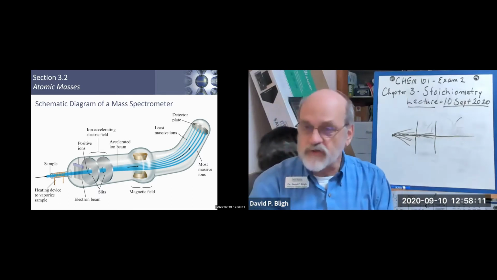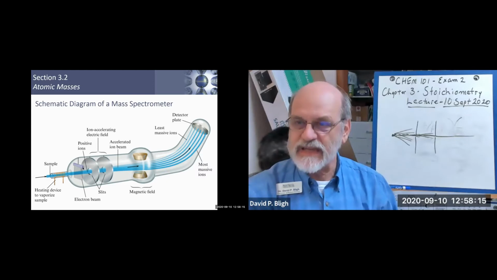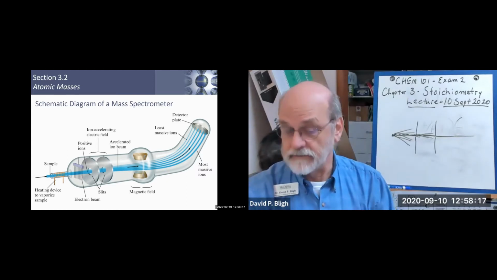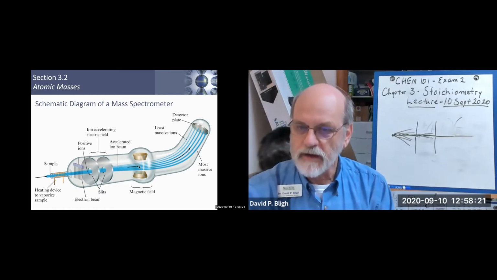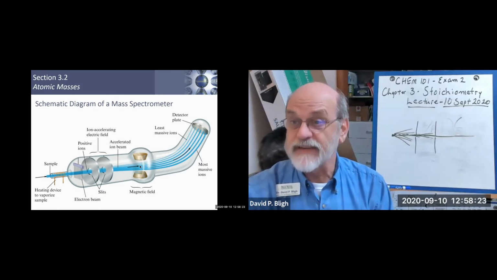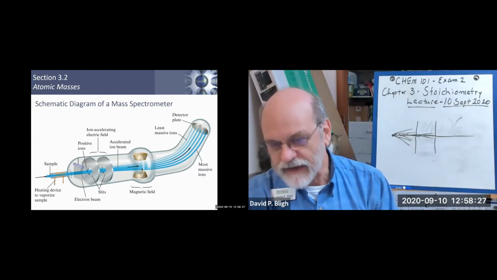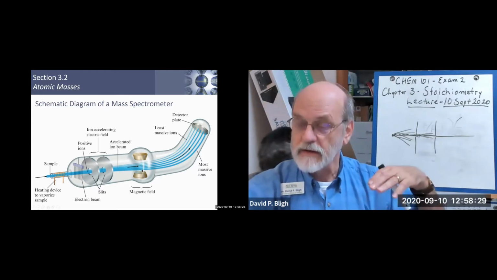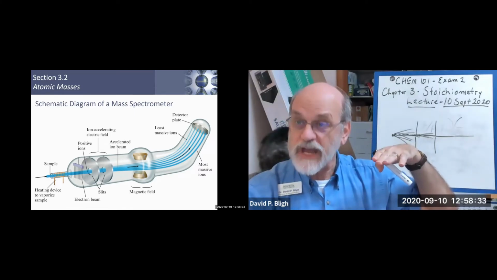And we want that straight beam because we're going to take that beam and manipulate it. In this particular type of mass spectrometer, we manipulate it in a magnetic field. So we have a magnetic field, and it will cause the ions to change direction.